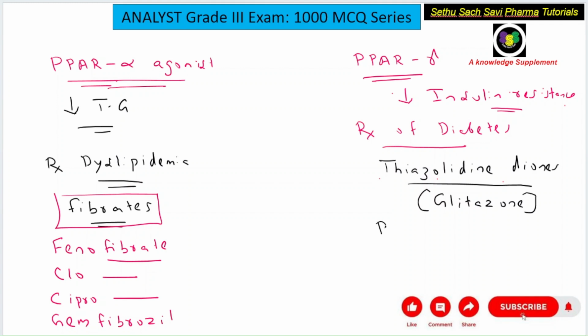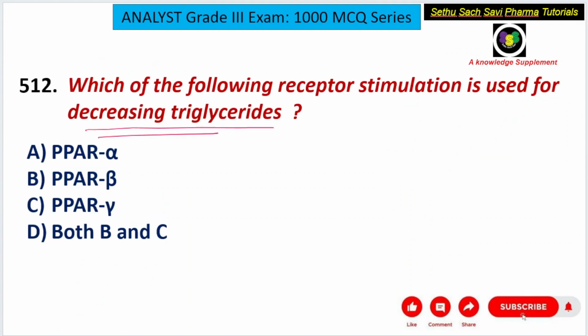And which are the examples? Pioglitazone, rosiglitazone. So these are some of the examples of anti-diabetic drugs which can stimulate PPAR gamma and decrease the insulin resistance. Okay, now coming back to our question, which of the following receptor stimulation is used for decreasing triglyceride level?